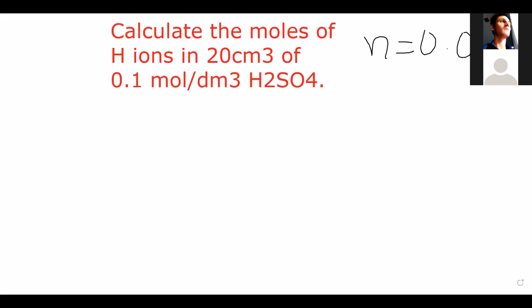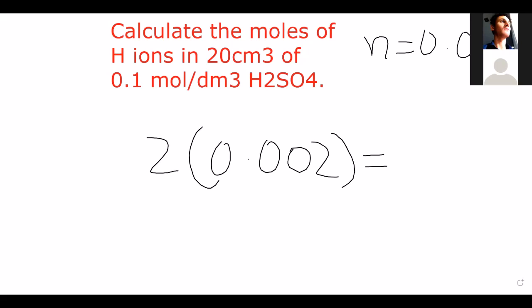Now, as in the equation, H2SO4 was producing 2 moles of hydrogen ions. So the number of moles of hydrogen will be twice the number of moles of H2SO4. So we'll multiply this with 2. So 2 times 0.002 will give us the moles of hydrogen ion, which is equal to 0.004.